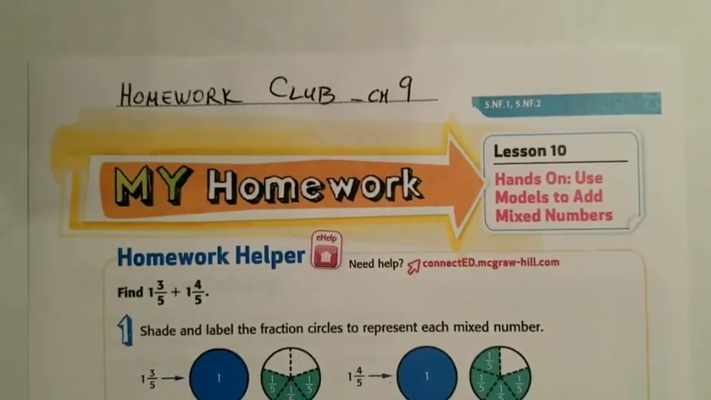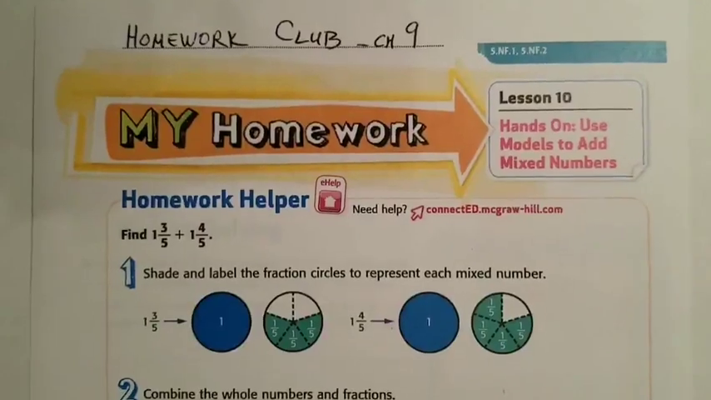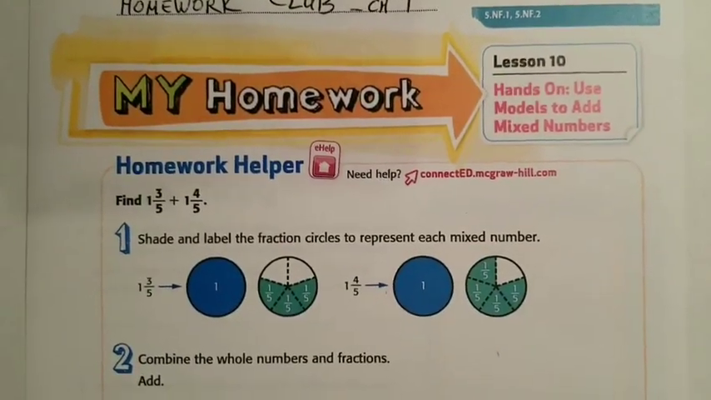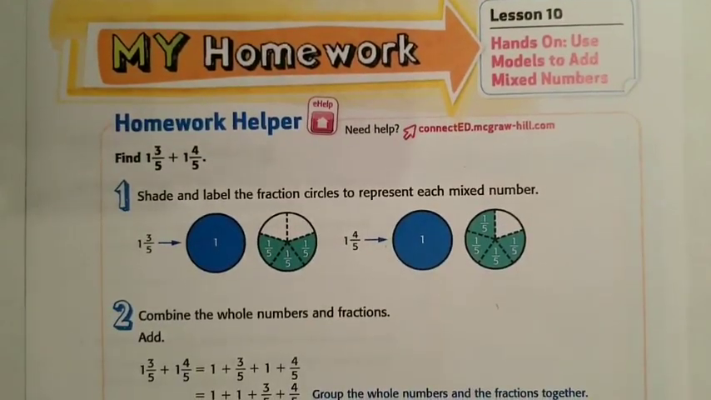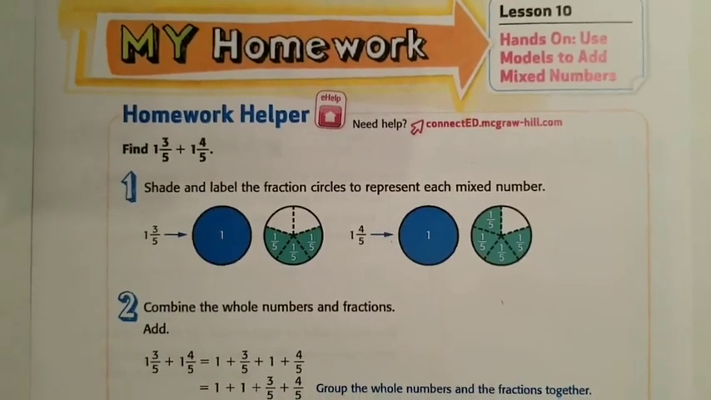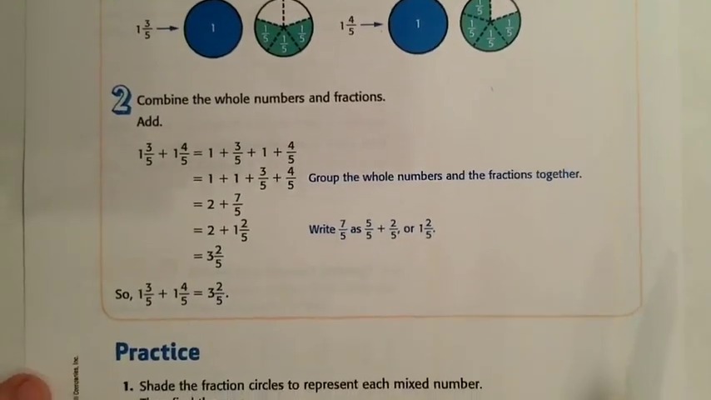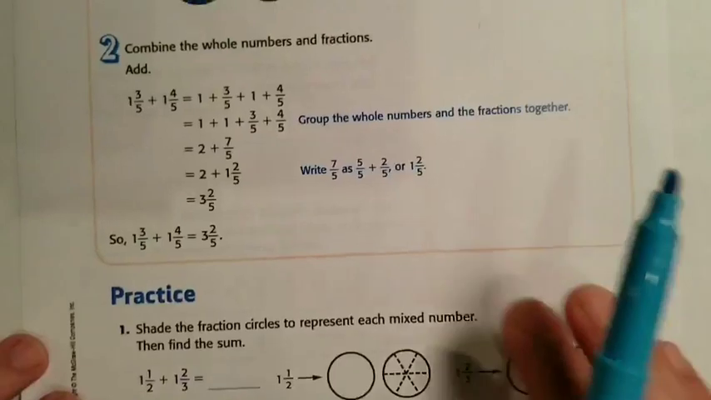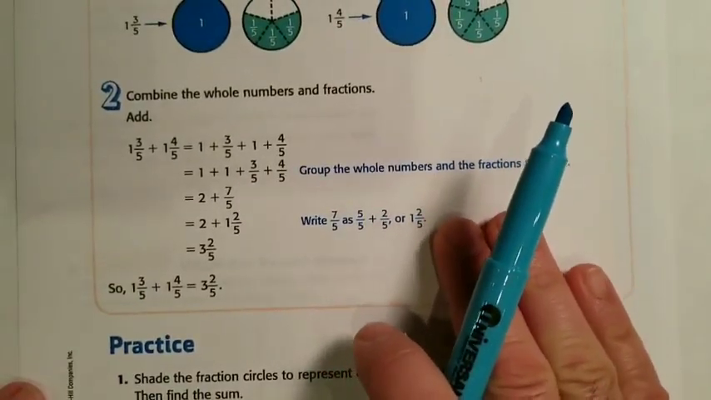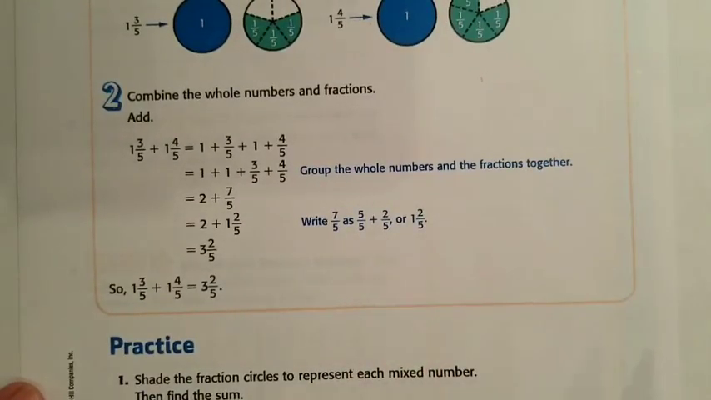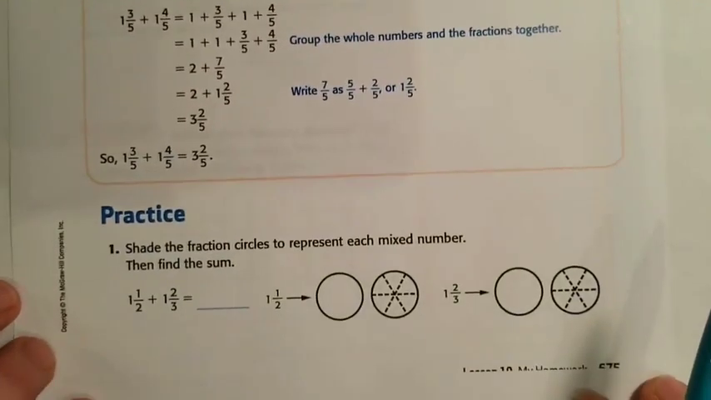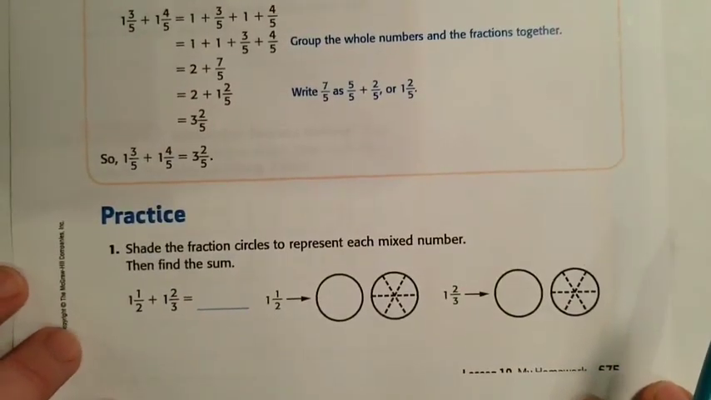We are on Chapter 9, Lesson 10, and the subject is hands-on, use models to add mixed numbers. Since we have already gone ahead in previous lessons and estimated what it would be if we add mixed numbers, right now it's time to actually start using them. And as always, we're gonna start with models. Make sure you look into the homework helper section on your own time. But for me, I'm just gonna jump into solving the problems.